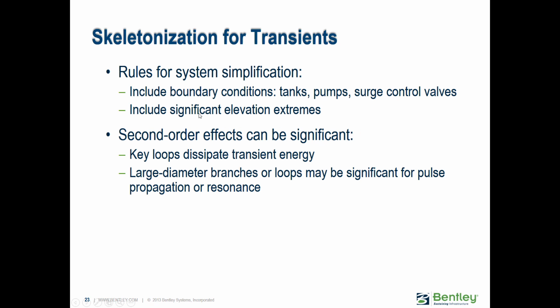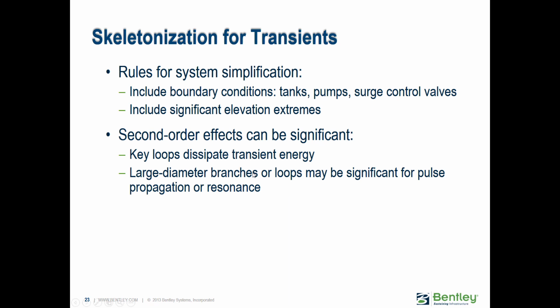And then, as I said before, it's very important to include significant elevation extremes so that you don't miss out on possible vapor pocket formation. Some second order effects: in some cases there might be key loops that may dissipate transient energy, and if you skelebrate those out, then maybe your results for transient simulation are conservative, but in some cases, if you have a very key loop that helps in dissipating that energy, then you may be over-designing the system. So you kind of have to have a good understanding of the network and the topology.